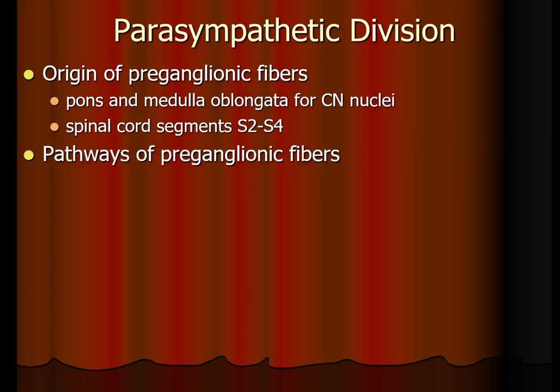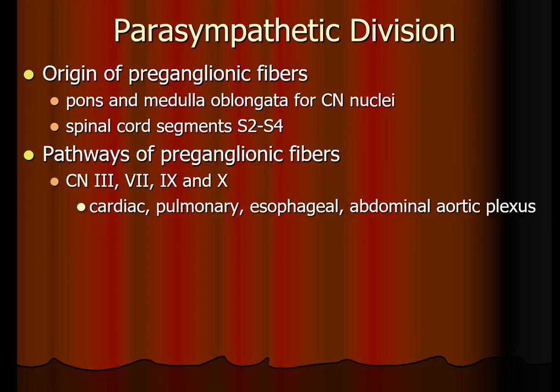Pathways for the preganglionic fibers. In the upper portion, they like to run along with cranial nerves 3, 7, 9, and 10. Once again, you're just writing down numbers at this point. That doesn't mean anything to us, but it will.